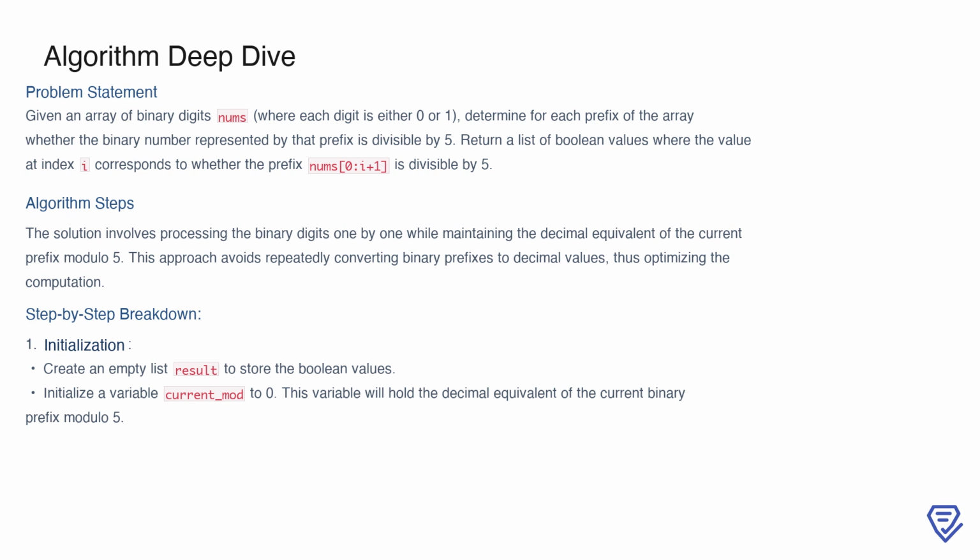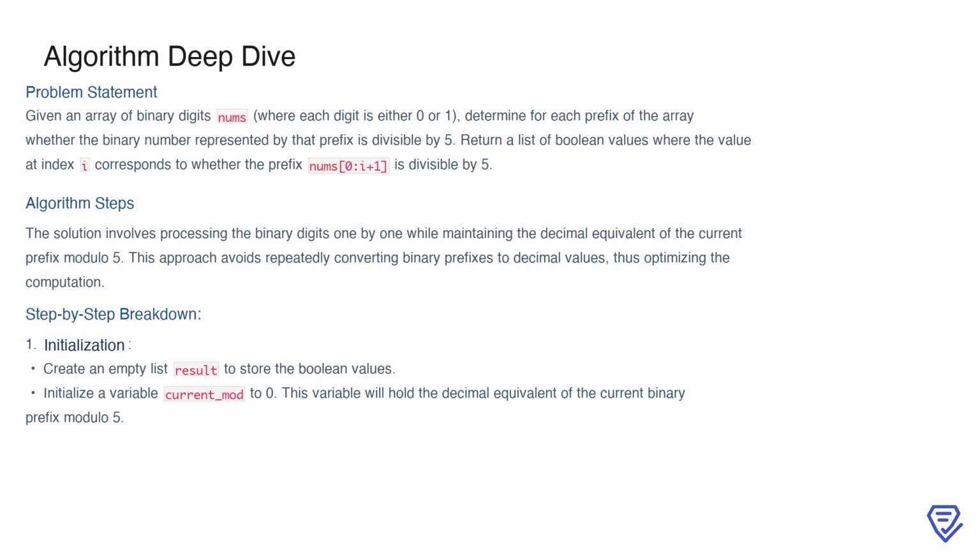To solve this efficiently, we avoid repeatedly converting binary numbers to their decimal equivalents. Instead, we process each digit of the array one at a time, keeping track of the modulo 5 of the current binary prefix. This approach ensures we perform the computation incrementally without handling large numbers.